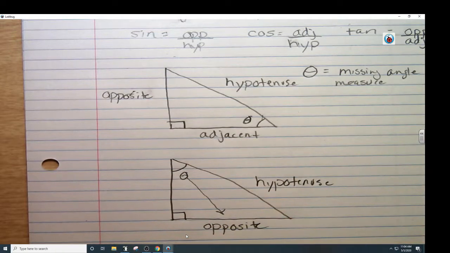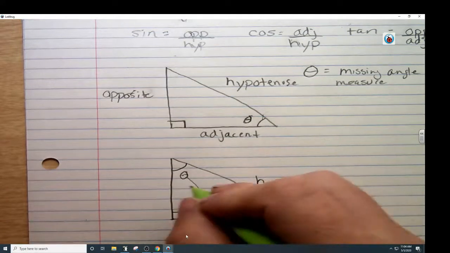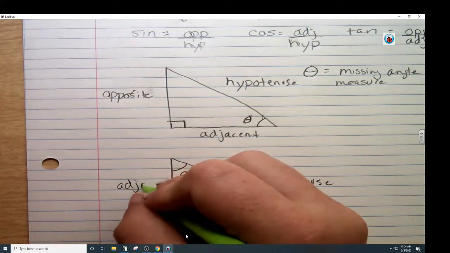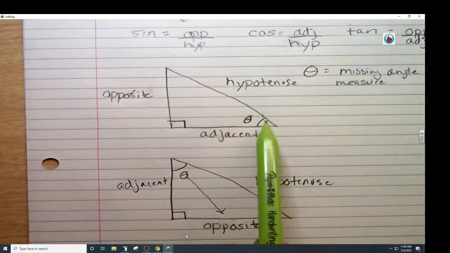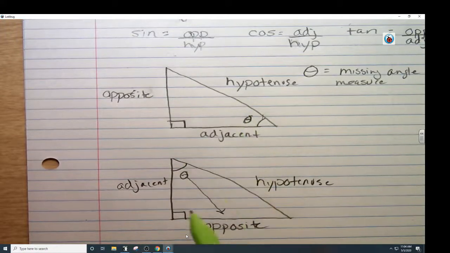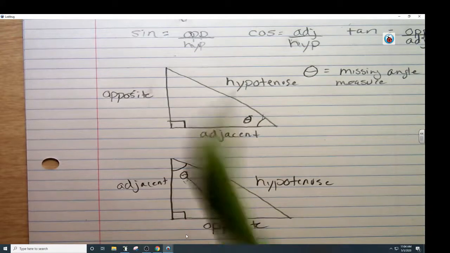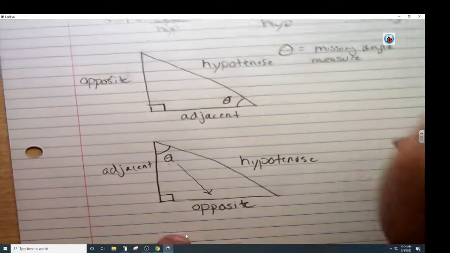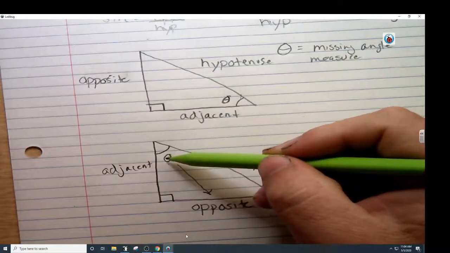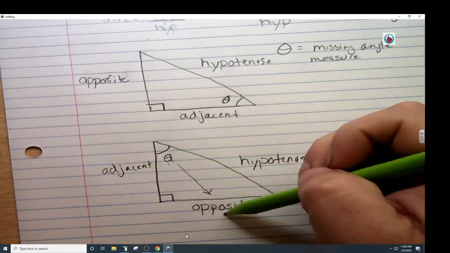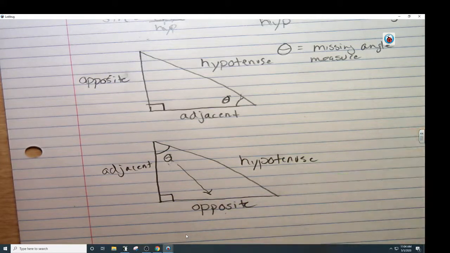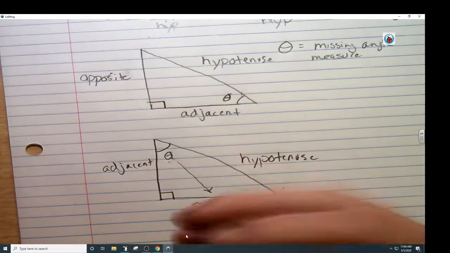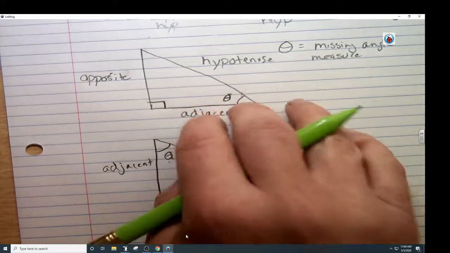And then the adjacent side is the side that touches the angle. So, guys, notice that it depends on where your theta is. Your opposite and adjacent are going to change. It's always in reference to theta, the missing angle or the angle given. It can be either, but whatever angle you're working with is going to determine your adjacent side and your opposite side. Remember, the hypotenuse is always going to be the hypotenuse, regardless of where theta is. If you understand this, the other stuff will fall into place.